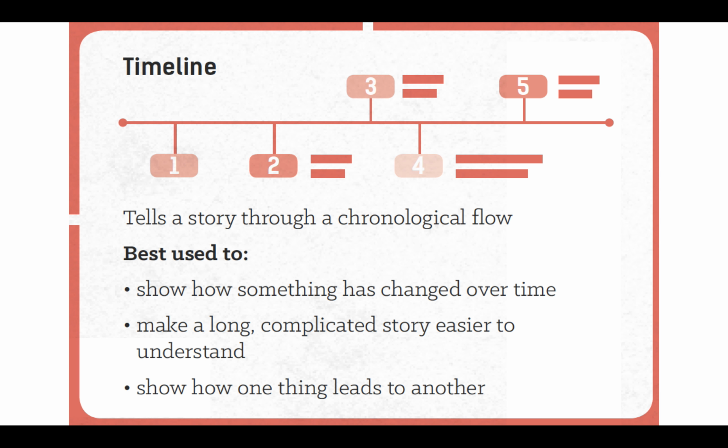Again, so like up above, instead of having one long story in one big paragraph, here this story is divided into 5 different parts of the timeline. And it shows how one thing leads to another. You start on the left in this one above, 1 leads to 2, leads to 3, leads to 4, leads to 5.